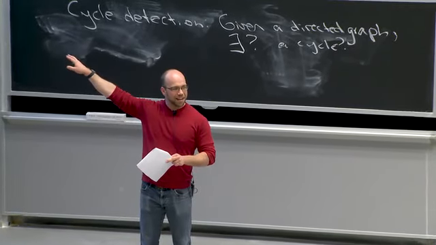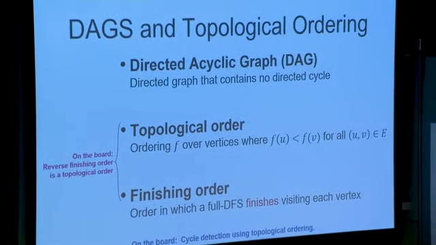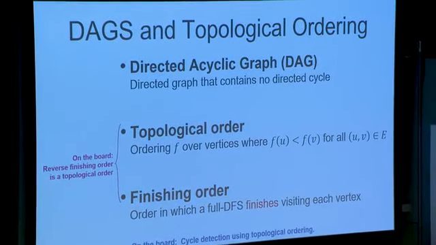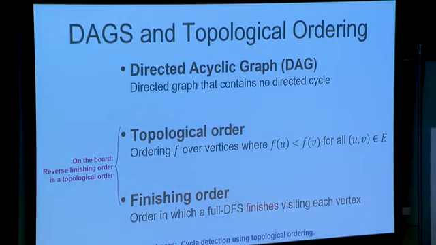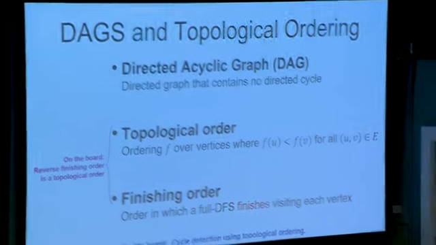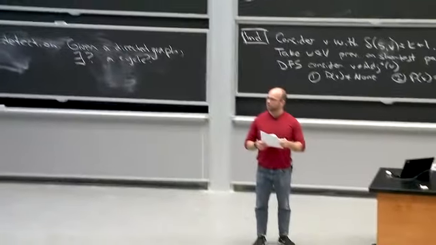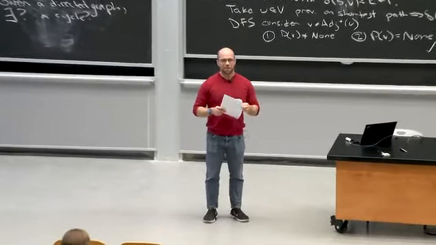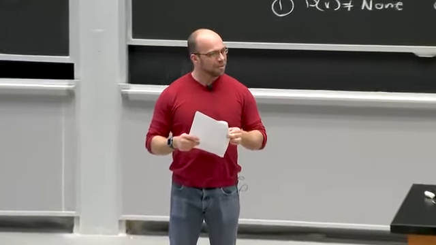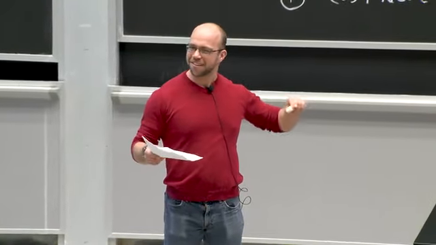Can my graph be a DAG? No, because if my graph were a DAG, the algorithm would have worked. I just proved it to you. So if my graph were a DAG, then I could do a reverse finishing order, and what I would get back is a topological order. So if I found a certificate that my order wasn't topological, something went wrong, and the only thing that could go wrong is that my graph isn't a DAG.